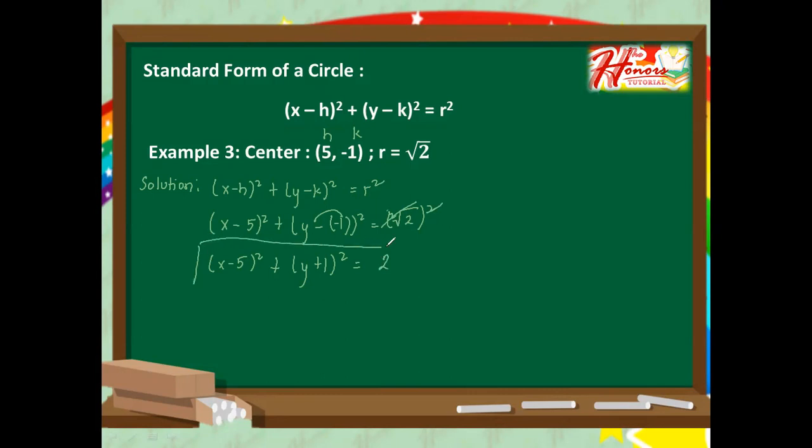So this is the standard form of a circle having the center of 5 and negative 1 for the coordinates and the radius of square root of 2. So the standard form is the quantity of x minus 5 squared plus the quantity of y plus 1 squared equals 2.